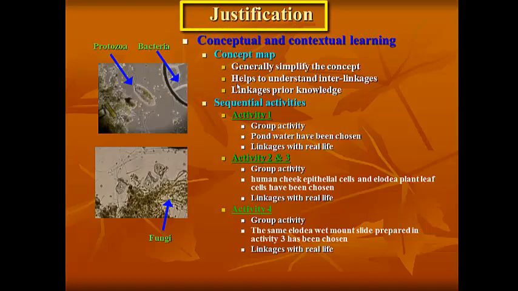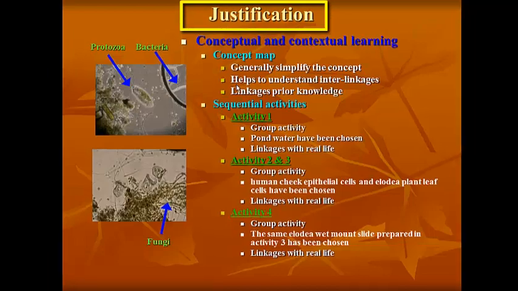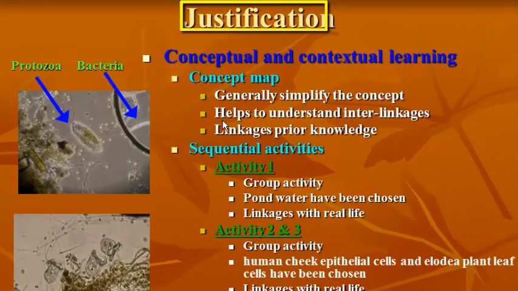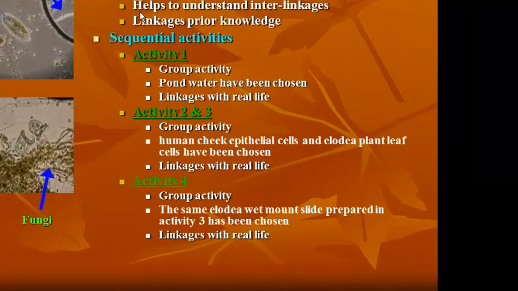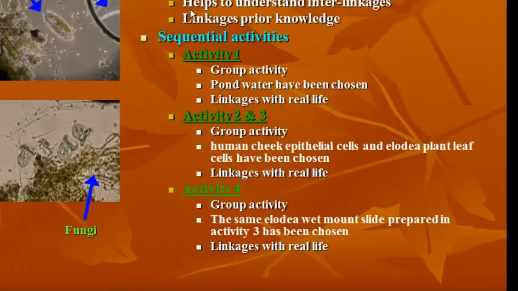Justification. At first, I would like to justify the aforementioned activities from conceptual and contextual learning point of view, which include concept map and sequential activities. At the beginning of the activities, a concept map of cell has been shown to students, which helps students to simplify the concept of cell and understand the interlinkages between different types of prokaryotic and eukaryotic cells with multicellular and unicellular organisms, different parts of prokaryotic and eukaryotic cells and their functions, as well as cell division and its link to cell theory.